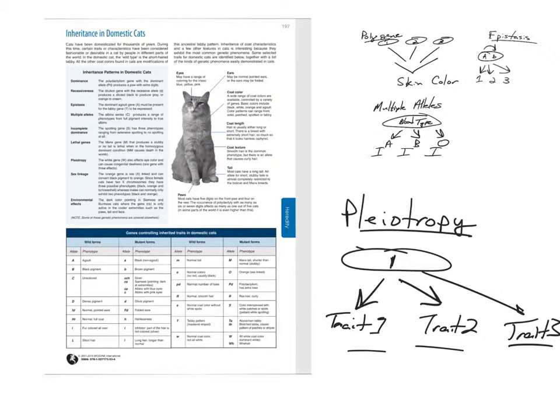So 3 different traits. And the example they give here is the white gene W, which also affects eye color. So the cat can be white, it also changes the color of the eye, but it also makes the cat deaf. So 1 gene can make it white, let's say blue eyes, and deaf. All from 1 gene product, 1 allele. We call that pleiotropy. That happens in life as well.